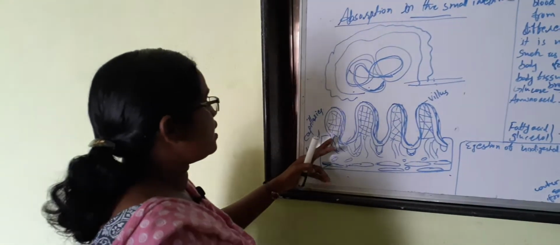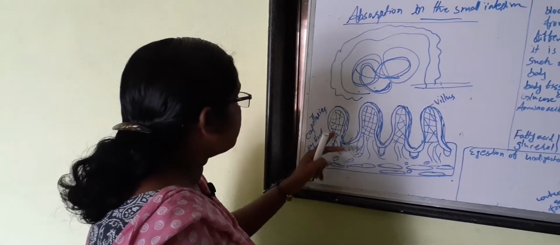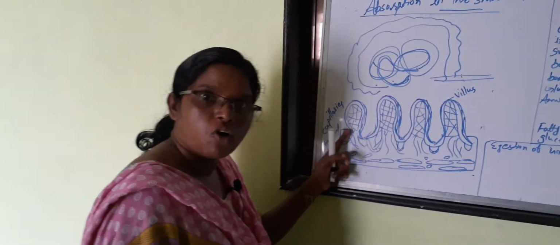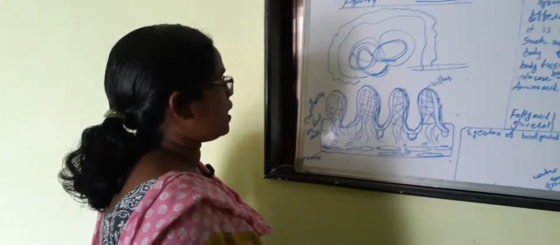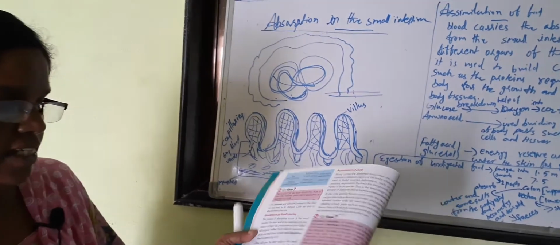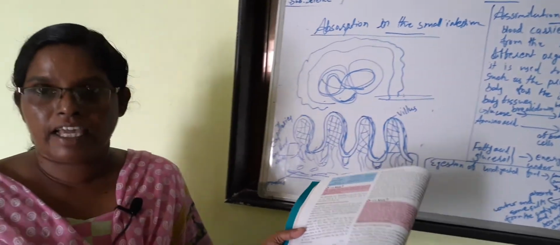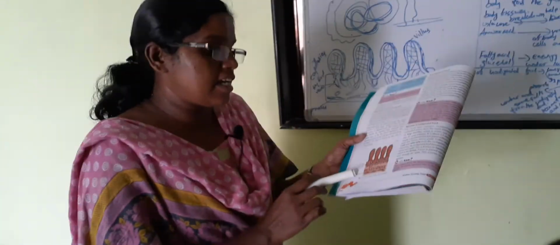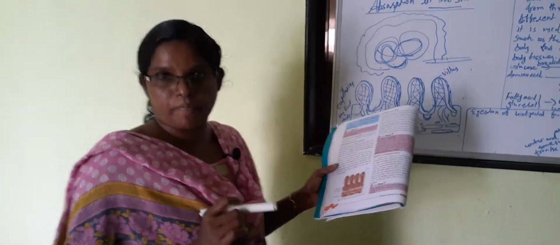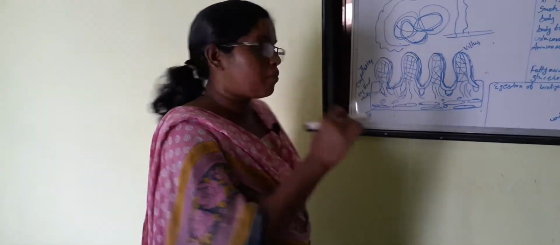Each villus has a thin network of small blood vessels. That is called capillaries. Look here, this is a villi. Villi cannot be seen with the naked eye and are seen only under the microscope.